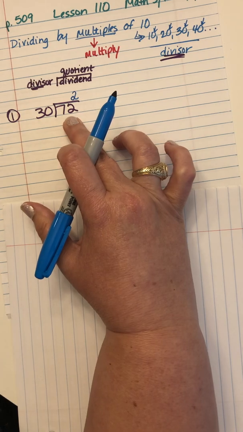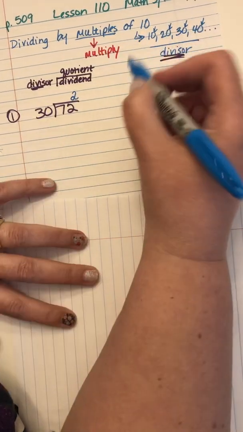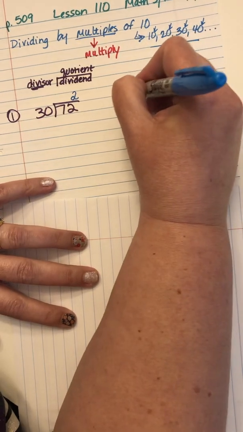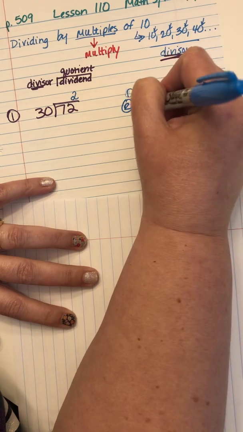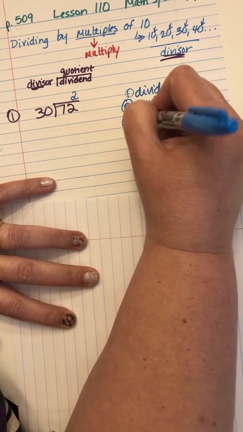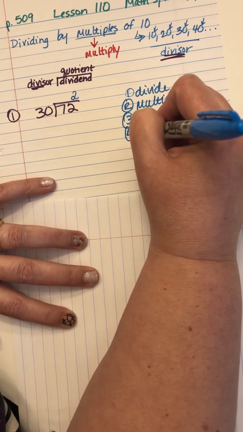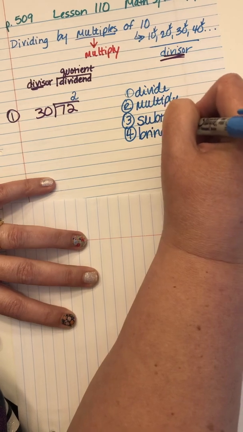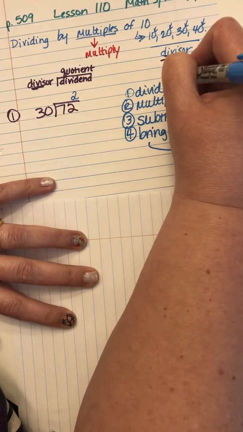So now our first step in division is divide. Our second step is multiply. Our third step is subtract. And our fourth step is bring down. And after we've done all that, we start back over at the top if there are more to divide.